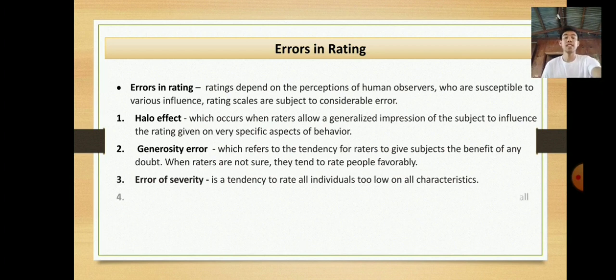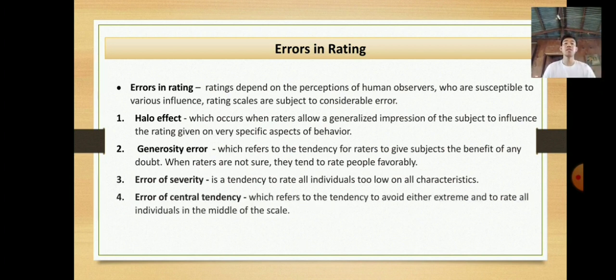So the last one is the error of central tendency, which refers to the tendency to avoid either extreme and to rate all individuals in the middle of the scales. For example, the ratings that teachers of English give their students have been found to cluster around the mean, whereas mathematics teachers' ratings of students show greater variation.